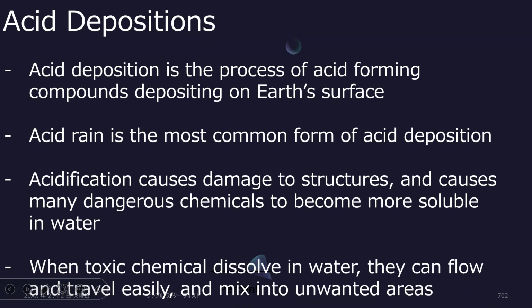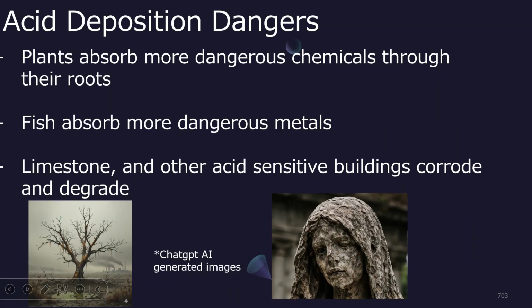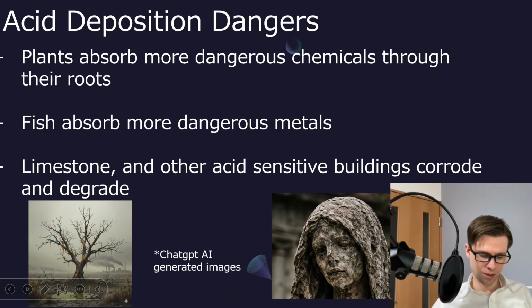And when toxic chemicals dissolve in water, they can flow and travel easily. They become much more mobile than if they were like a powder or a rock or something. And they can easily flow and seep and leach into unwanted areas. So let's see some examples.